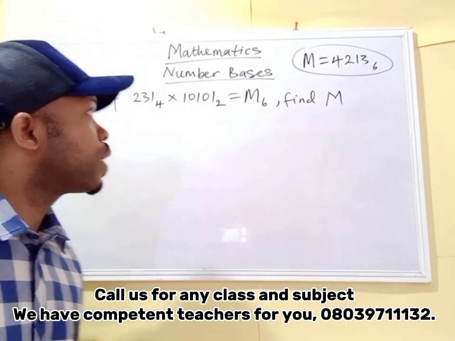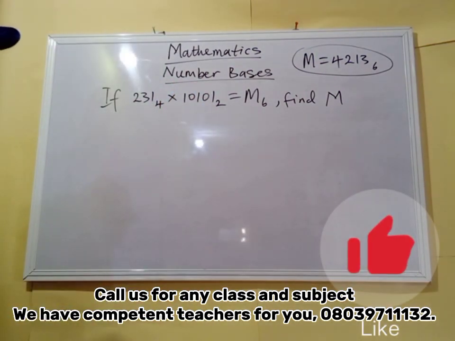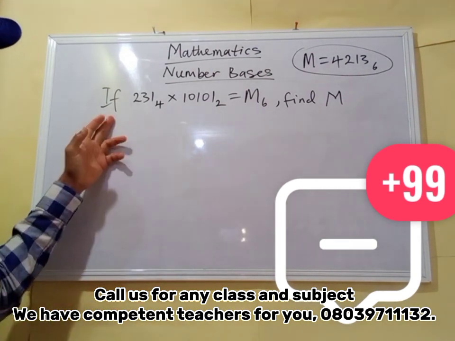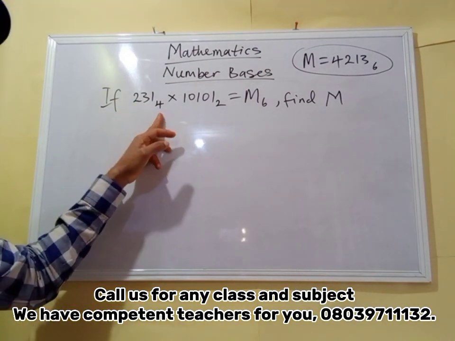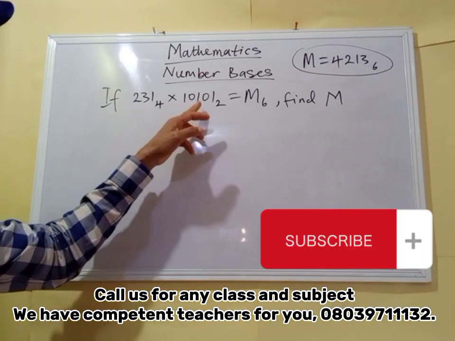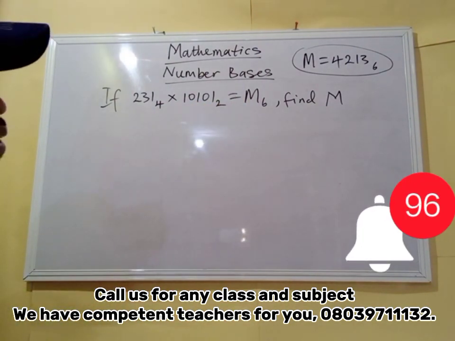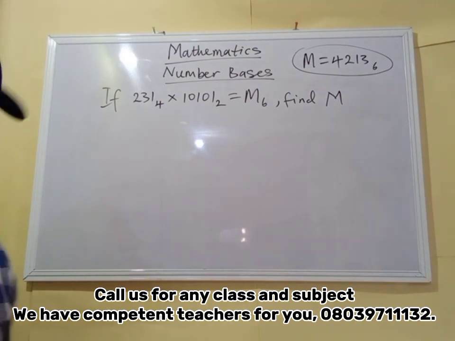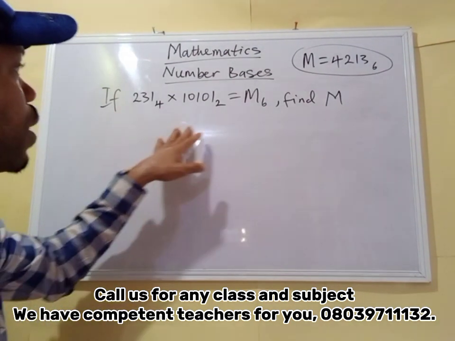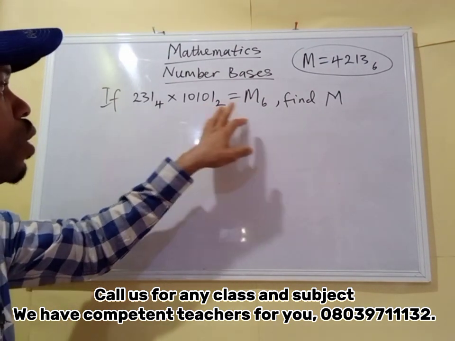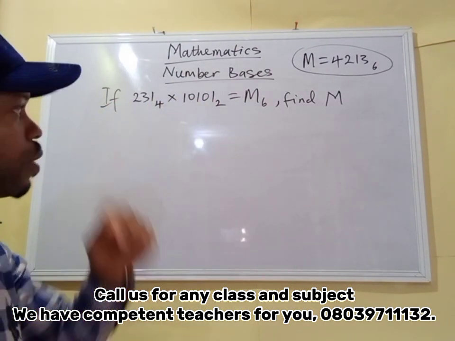All right, we are still looking at number bases, and this is another random question on number bases. We are told if 231 base 4 times 10101 base 2 equals m base 6, find m. So we have a number in base 4, a number in another different base, base 2, and a different base, base 6.